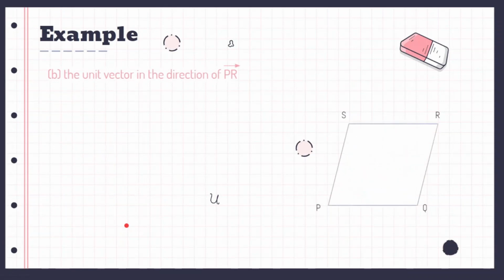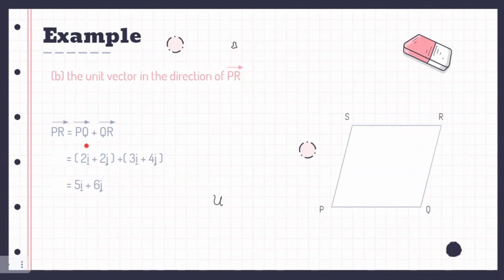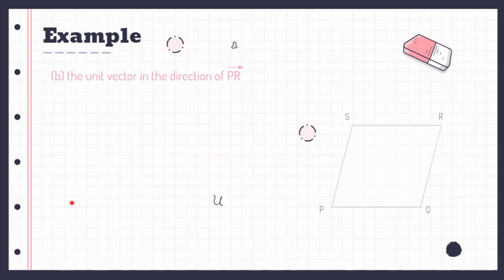To find the unit vector of PR, first we need to know the vector PR and its magnitude. PR can be expressed as the combination of PQ and QR or PS and SR. So using the same way as in part A, we get PR is the same as 5i plus 6j. Magnitude can be calculated using the coefficients of vectors i and j. So in this case, it's the square root of 5 squared plus 6 squared. Hence, we just use vector PR divided by its magnitude and get its unit vector.